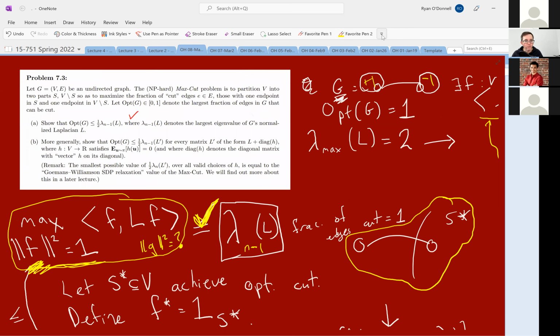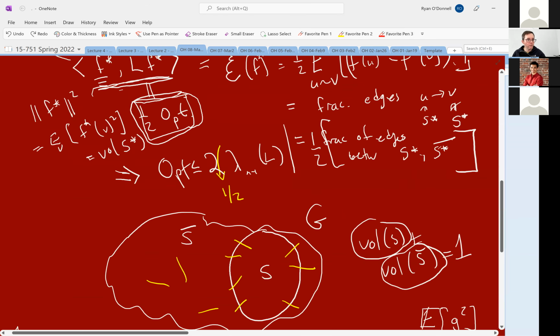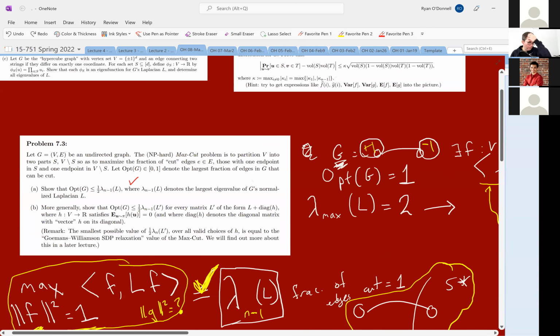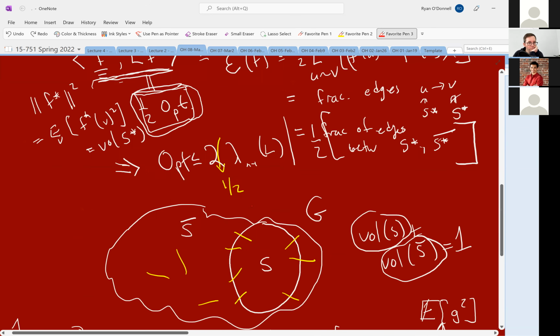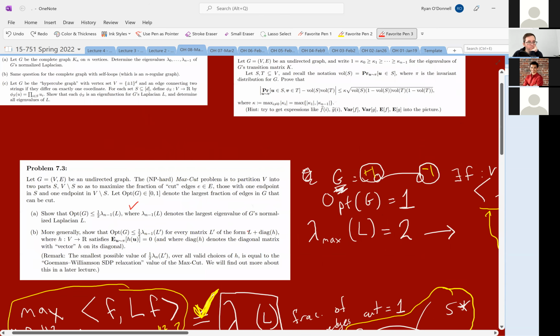So, what else? 7.3b maybe? I'm not sure if this thing helps solve that, but my intuition there was that essentially we can think of L as L plus diag H, but I wasn't sure how to then take that diag H and write it in terms of the F in the Rayleigh quotient thingy.